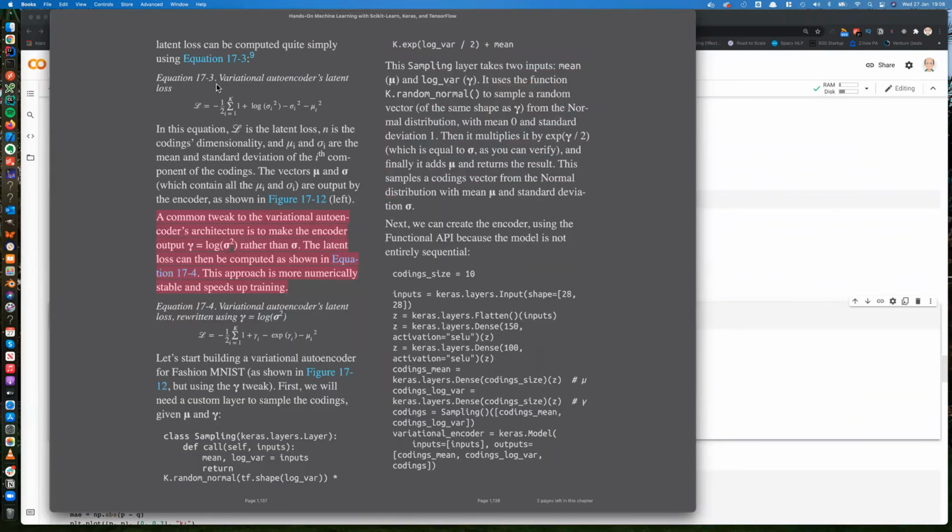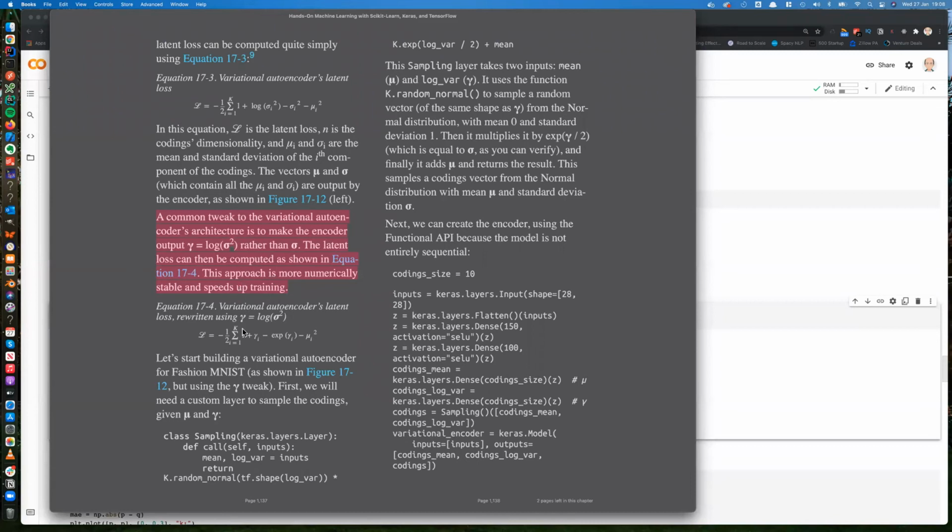Okay, so yeah, that makes sense. And then the latent loss, which was just mentioned, is based on the KL divergence, the Kullback-Leibler divergence. Okay, so a common tweak to the variational autoencoder architecture is to make the encoder output gamma, which is log sigma squared, because we are using that over here. And this approach is numerically more stable. Okay, it speeds up training and is numerically more stable.